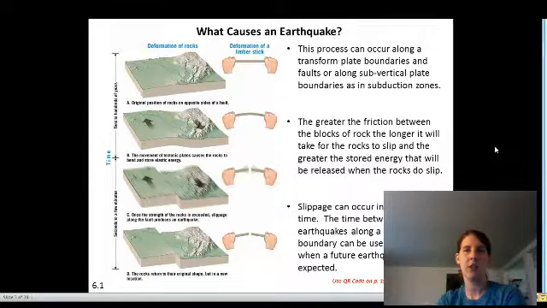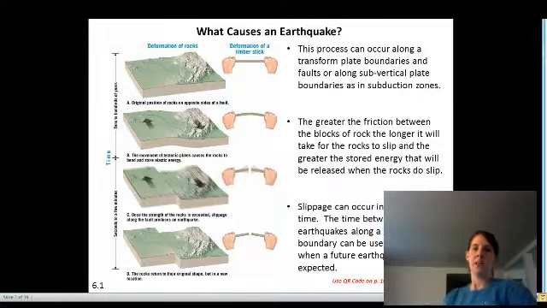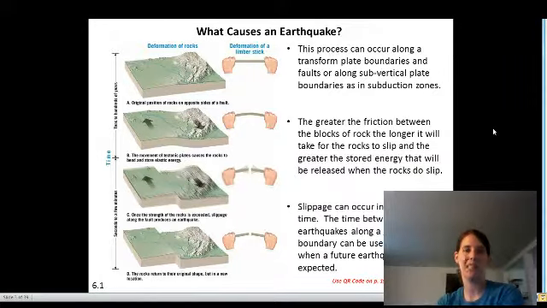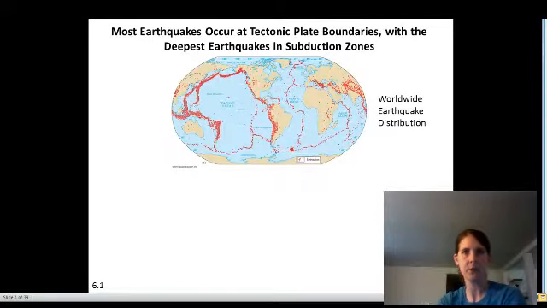And the greater the friction, the longer it will take for the rocks to slip, and the higher the stored energy that will be released when they do slip. And the slippage can actually occur in cycles over time. The time between past earthquakes can give an estimate of when a future earthquake can be expected, but there is no way to pinpoint exactly when one will happen.